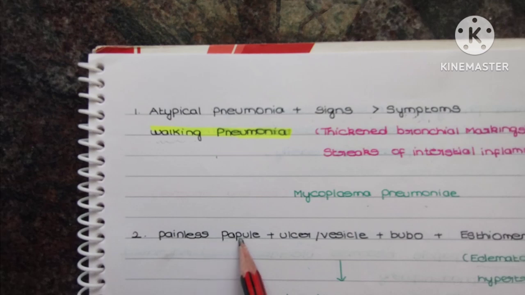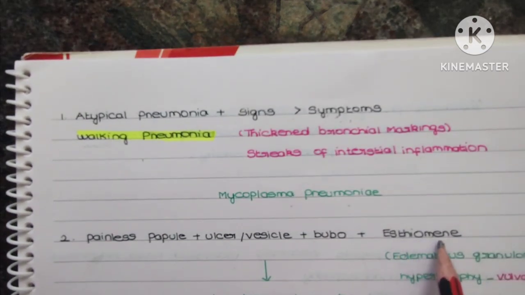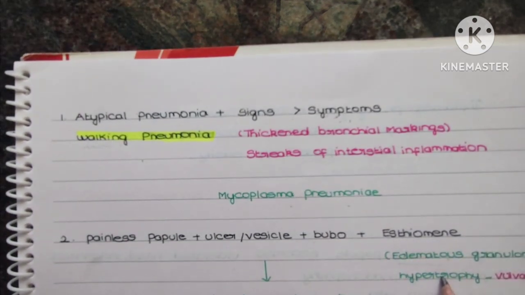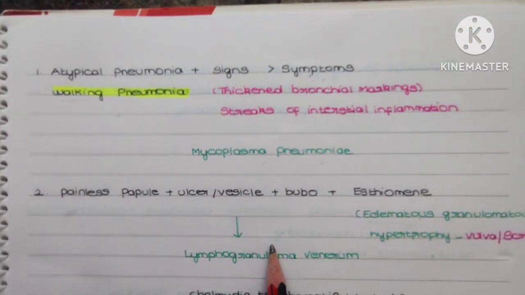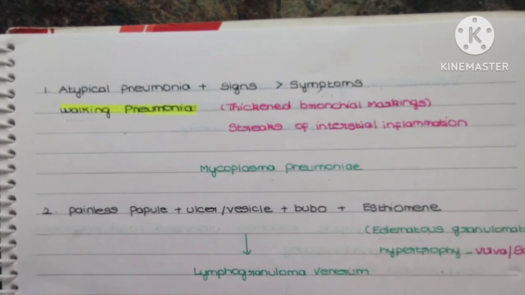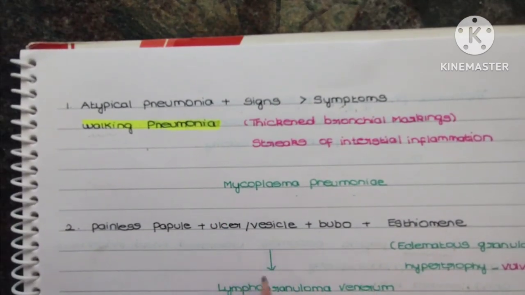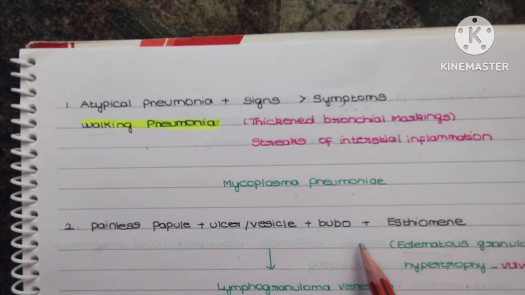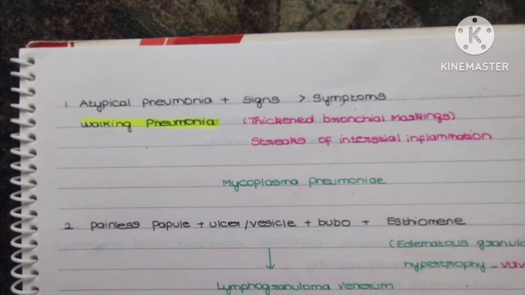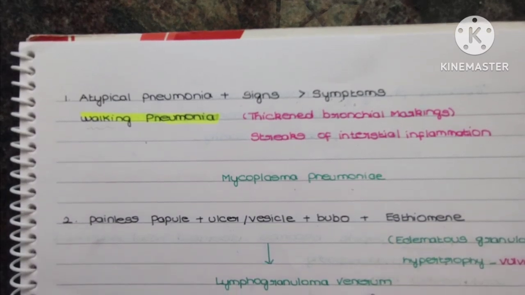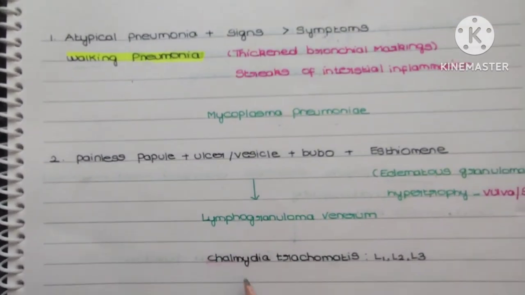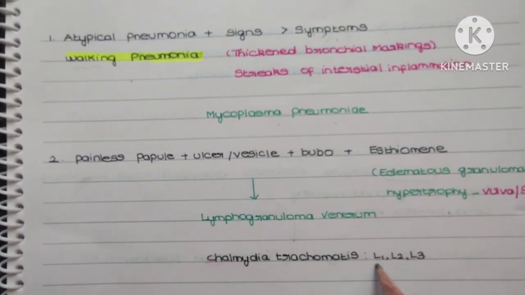The history will be a painless papule which turns into an ulcer or vesicle, and there will be a bubo, and then there will be an edema, in the vulval part or in the scrotum. So if there are symptoms like a painless papule, ulcer and bubo, then it is probably lymphogranuloma venereum, and it is caused by Chlamydia trachomatis serovar L1, L2 and L3.